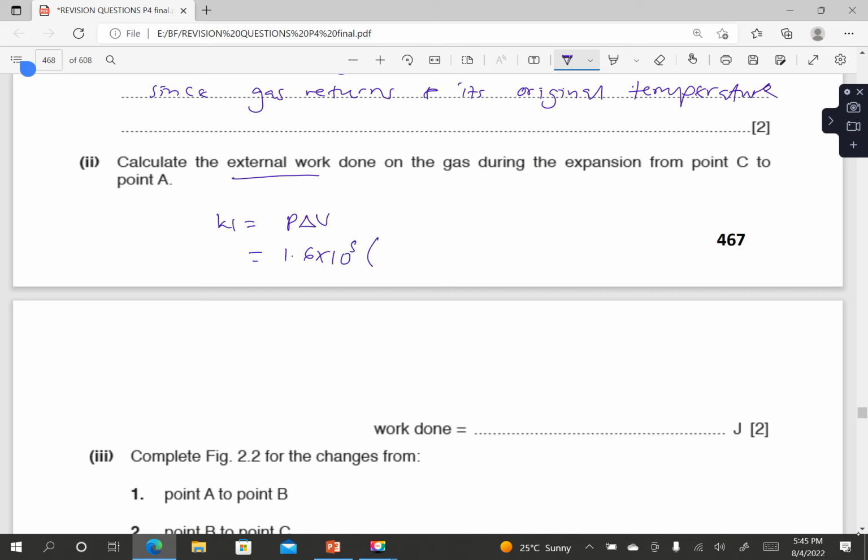The volume increases from 8.7 times 10 power negative 4 to, was it 2.4? So the change in volume is 2.4 times 10 power negative 3 minus 8.7 times 10 power negative 4. That was the change in volume. So let's press our calculator.